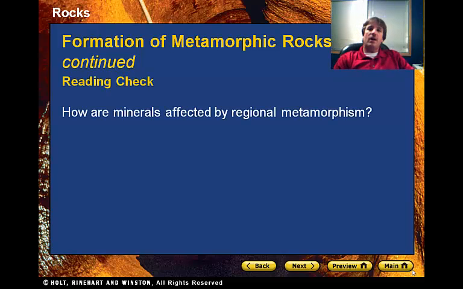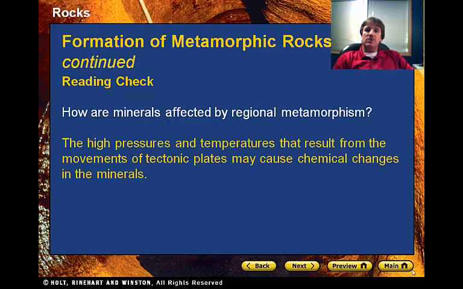Here's your reading check. How are minerals affected by regional metamorphism? Pause the video right now. And you're back. Okay, here's your answer. High pressure and temperature resulting from the movement of tectonic plates may cause chemical changes in the minerals.